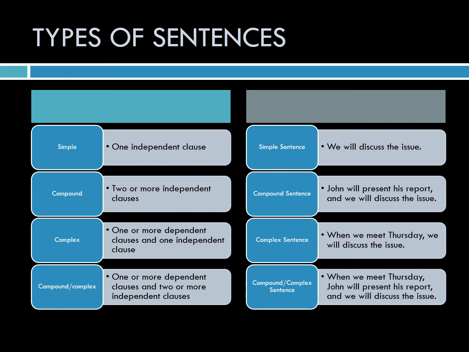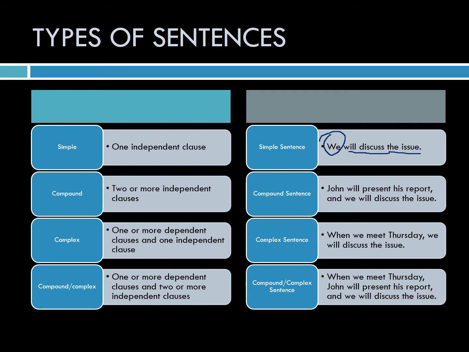A simple sentence has one subject and one predicate. So the subject here is, get that little pen. The subject here is we, and this is your predicate. One subject, one predicate is a simple sentence.